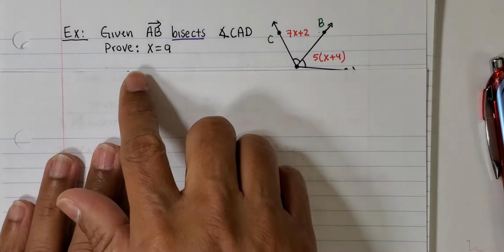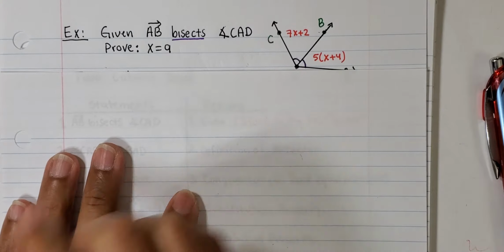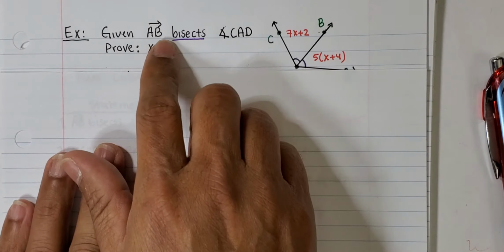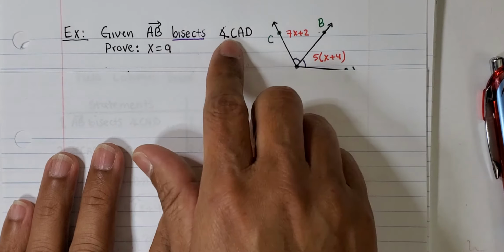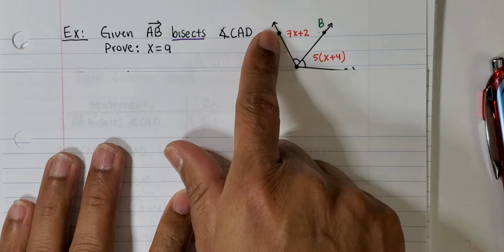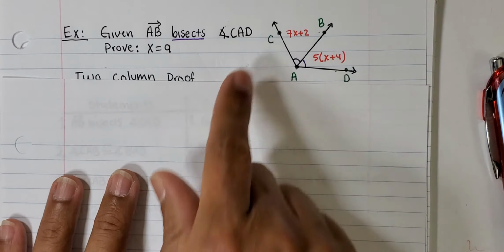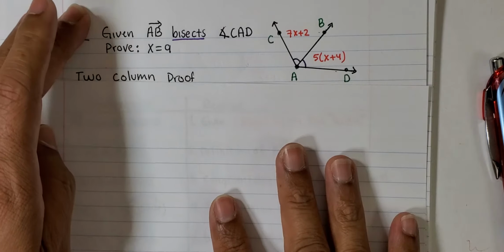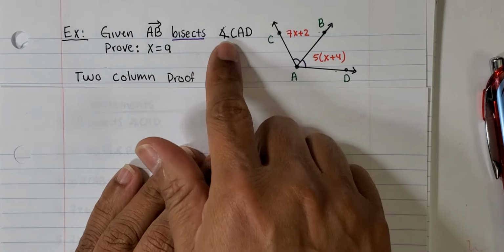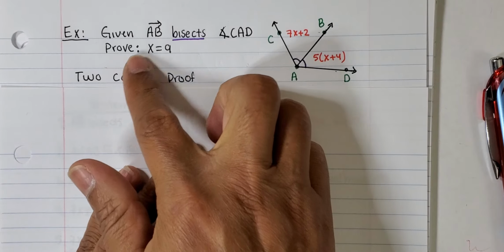Okay, so this one is going to cover how to do a two-column proof. Notice that we're given that ray AB is bisecting angle CAD. Angle CAD is the big angle here, okay? And then they want us to prove that x is equal to 9.